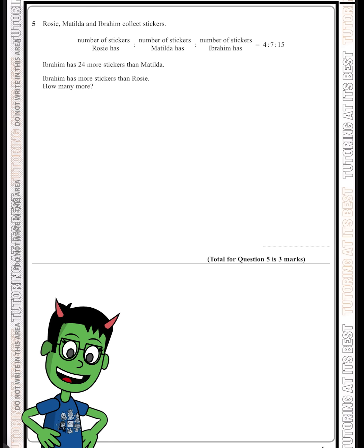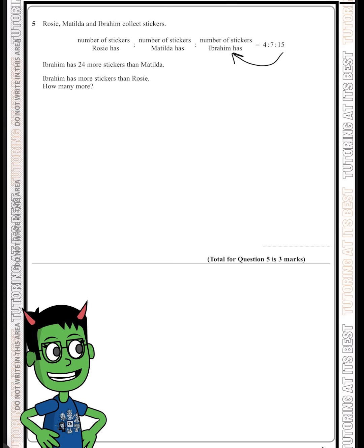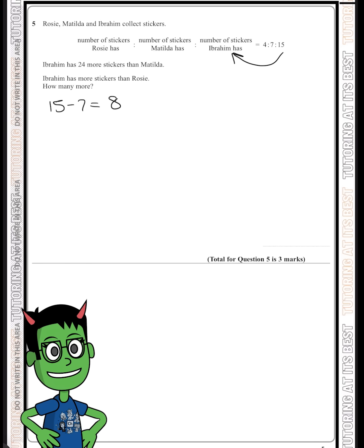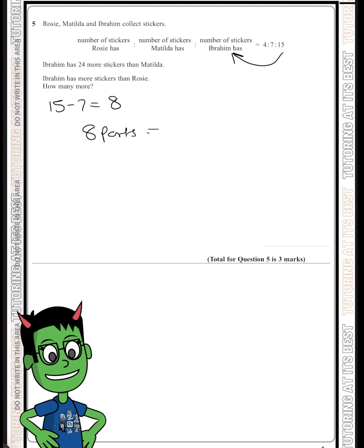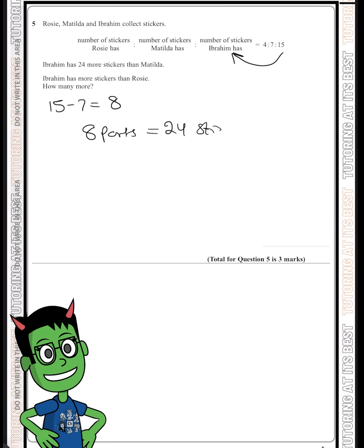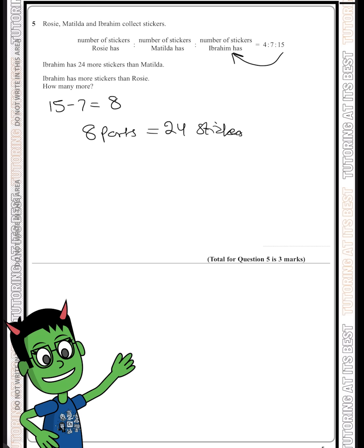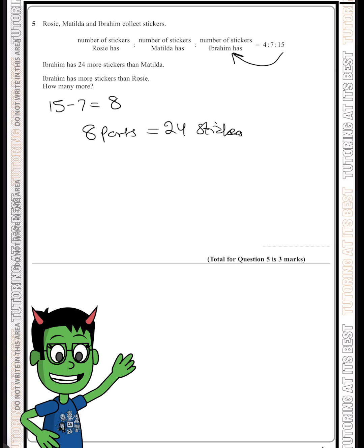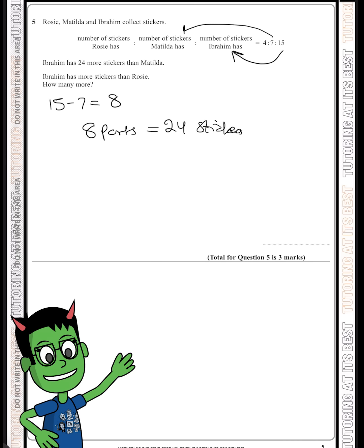If we can see Ibrahim is being given 15, we're going to go ahead and subtract this. So 15 take away 7 gives us 8. So now we know that we will have 8 parts, and that will equal 24 stickers in total. Now, where did I get 24 stickers? Well, it says Ibrahim has 24 more stickers than Matilda. So we know that 15 is 8 times larger than 7, which is what Matilda has.